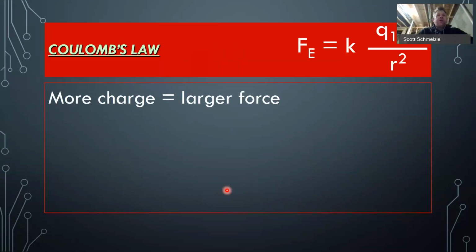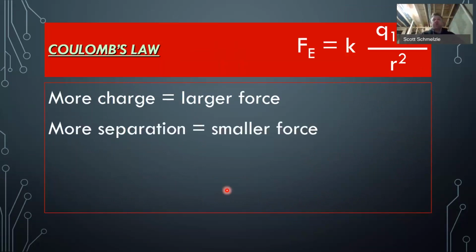A couple key factors for us. More charge equals a larger force, meaning that if we have objects that are higher in charge, either that attractive force is bigger or that repulsive force is going to be bigger. Okay? More separation equals a smaller force, meaning that if these are farther apart, the force is going to be smaller, again, either to attract or to repel. And then k is a constant, meaning that that number is always going to be the same value anytime we use Coulomb's law.